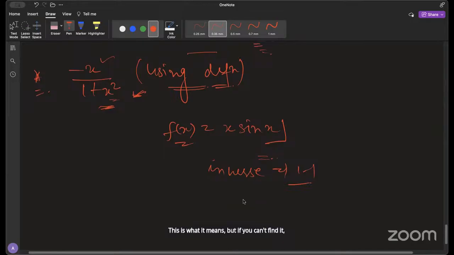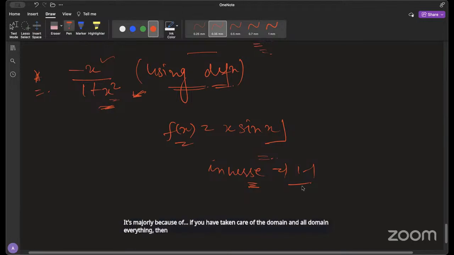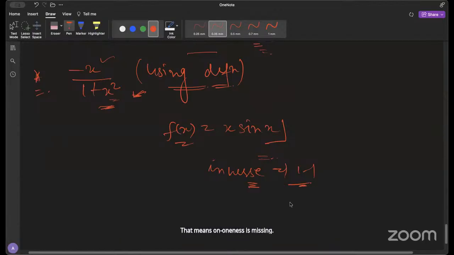But if you can't find it, you will have to find some other way to show that this is not an invertible function. Then only you can say so. And even if it's not an invertible function, if you have taken care of the domain and codomain, then it's majorly because of 1-1ness. That means 1-1ness is missing.